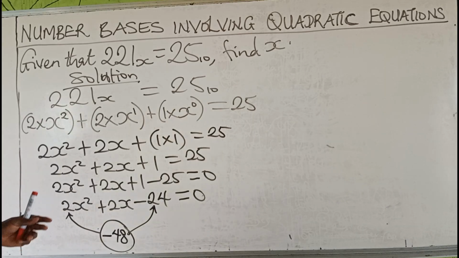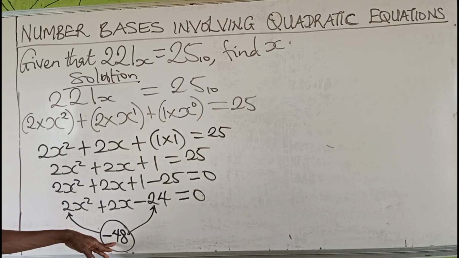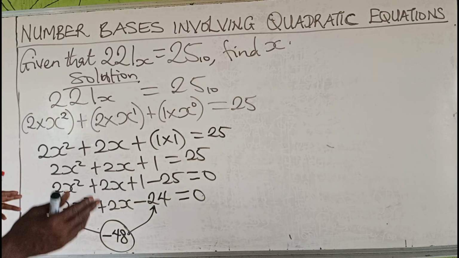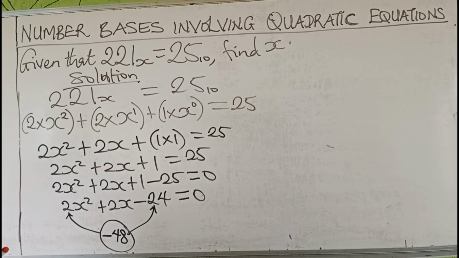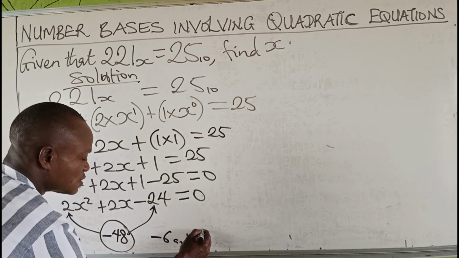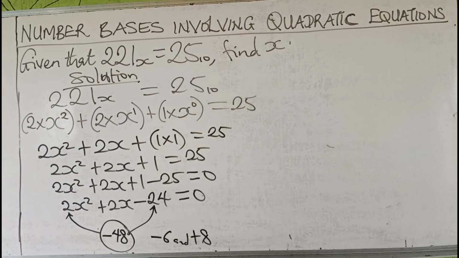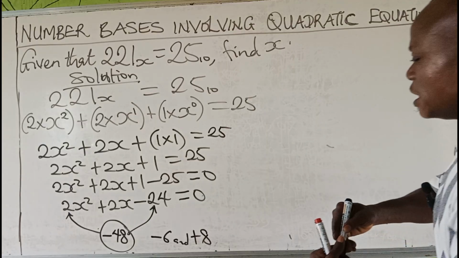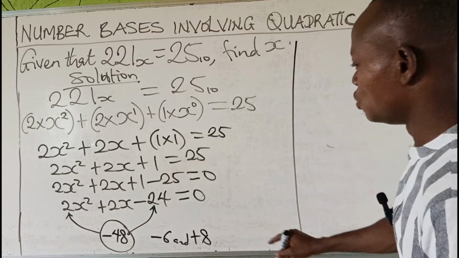So what should we do? We look for 2 factors of 48, which when multiplied together will give us minus 48, but when added together will give us plus 2. In this case, the two numbers that can be multiplied together to give us minus 48, but when added will give us plus 2, will be minus 6 and plus 8. When these two numbers are multiplied together, it will give us minus 48, but when they are added, it will give us plus 2. So let us factorize using those two numbers.